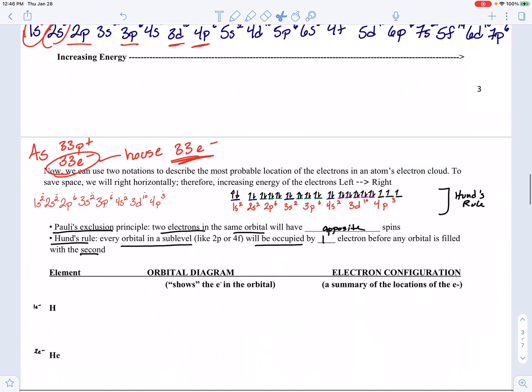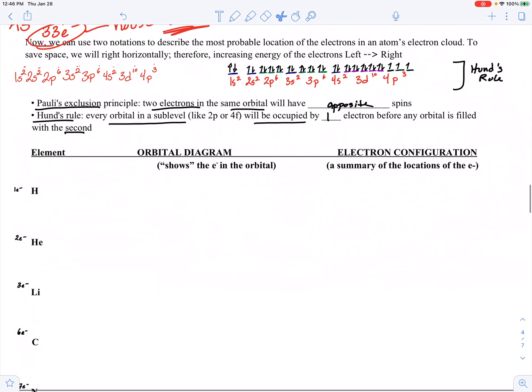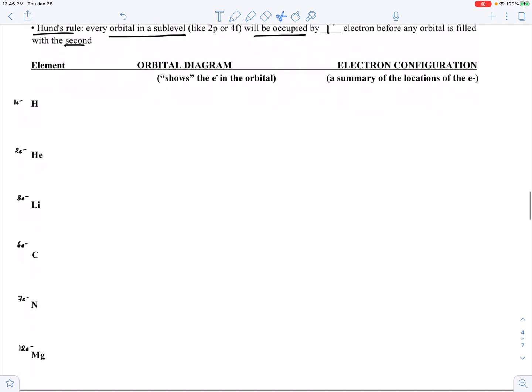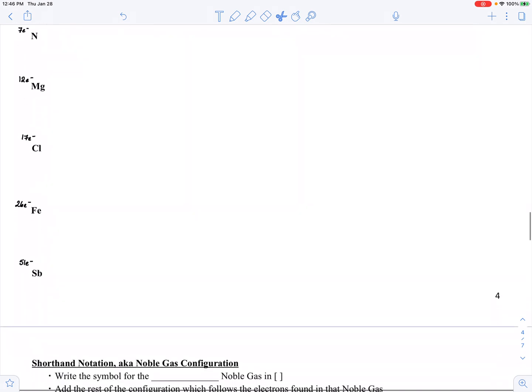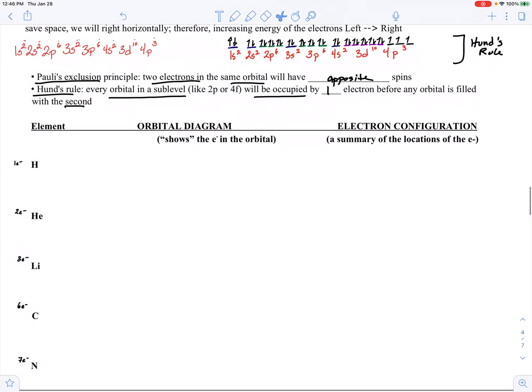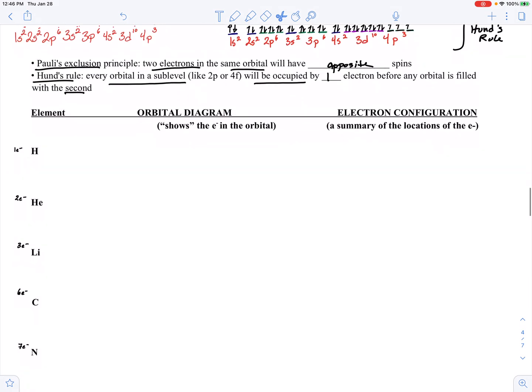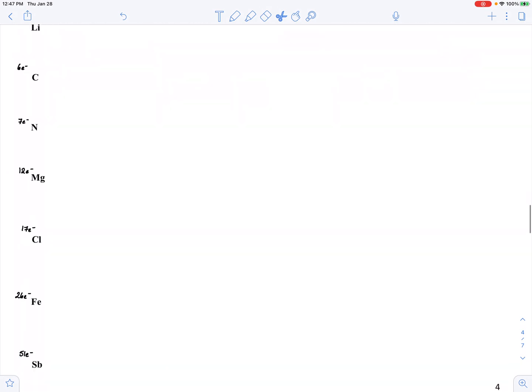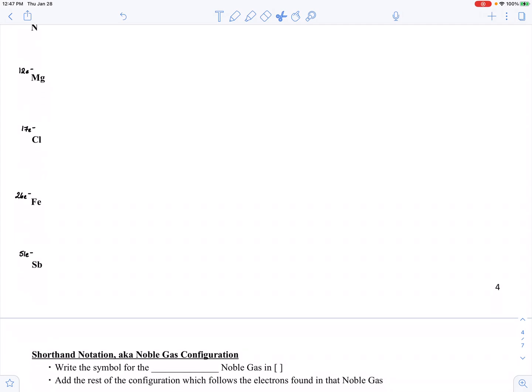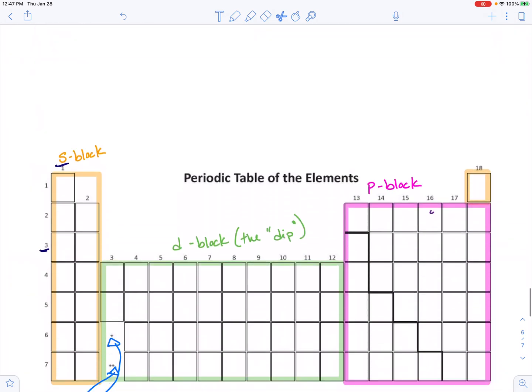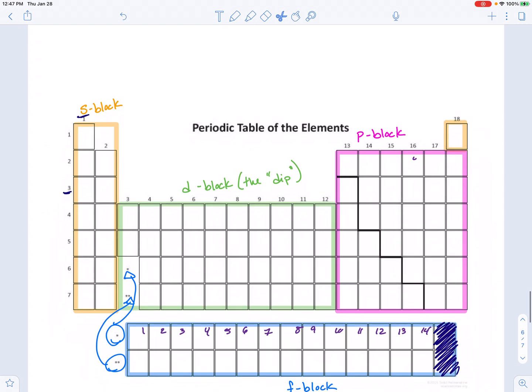So what you're going to do as additional practice is you're going to do the orbital diagrams and electron configuration for these additional problems. We're going to do these in class together, so you do not have to do them at home. I am going to go over a set of notes on the next video about how to use your periodic table in order to help you draw up your electron configurations maybe a little bit faster.